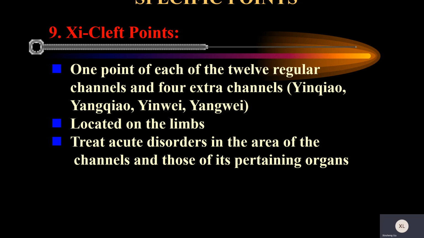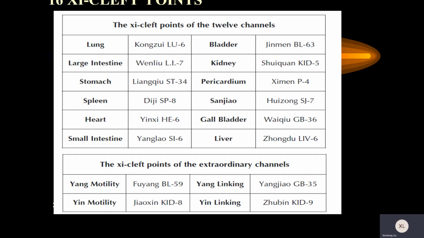Remember, cleft points treat acute disorders in the area of the channel and those of its pertaining organs. For example, Lung 6 is the cleft point for the lung channel. So it is good for acute conditions, typically bleeding disorders like nasal bleeding, when a person suddenly has heavy bleeding from the nose, which sometimes scares the person. Think about Lung 6, the cleft point. We have a lot of lists here, and we will talk about the details later on.